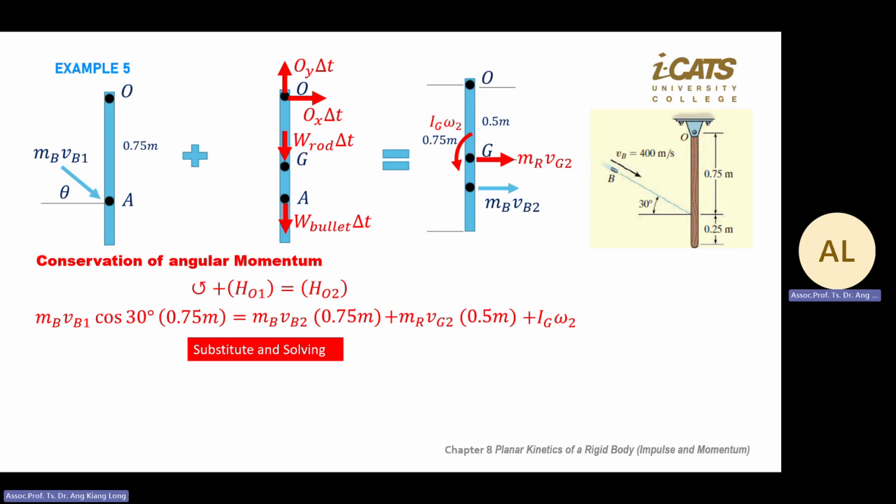The total length of the rod is 1. So G is at the center of the rod, so it's half, 0.5, and I omega 2. So you solve, you will get this line 1 equal to something something something.